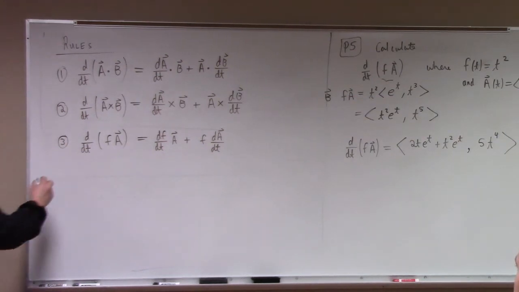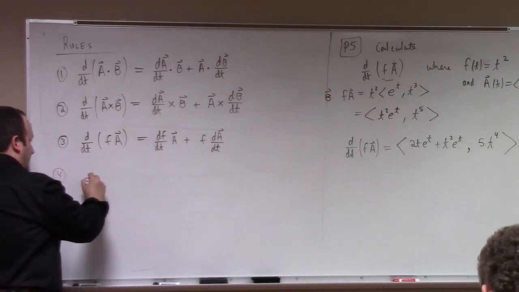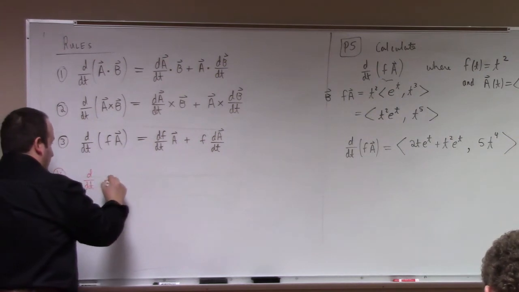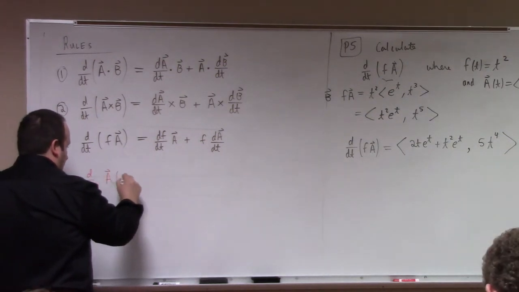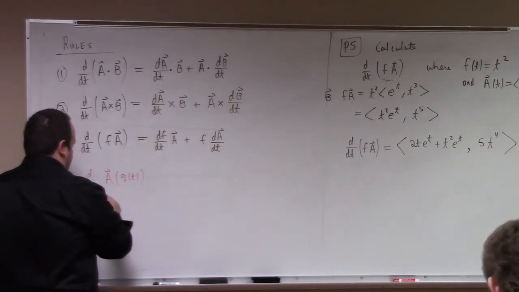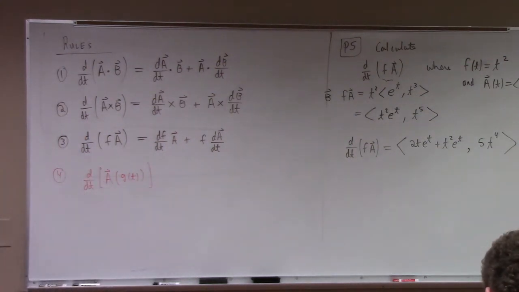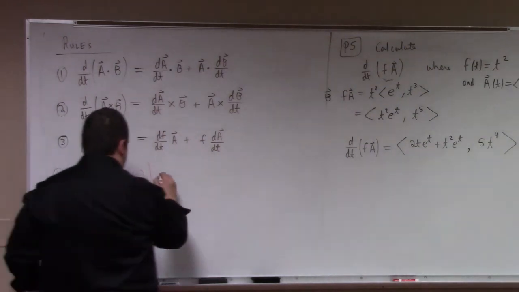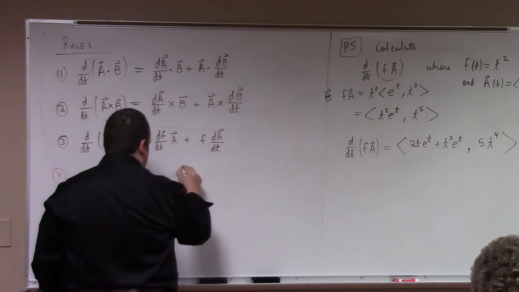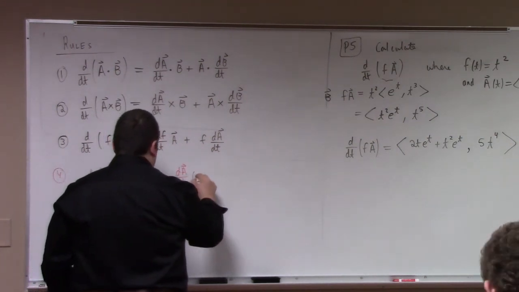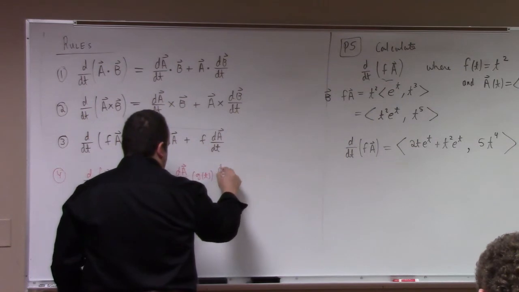So there's another rule, which I will not prove. If we have d/dt of A of g of t, so here I mean the composition, like you take a vector as a function of time, and then you feed it a real valued function of time, then there's a chain rule, and the chain rule is just what you'd expect. It's dA/dt of g of t times dg/dt.